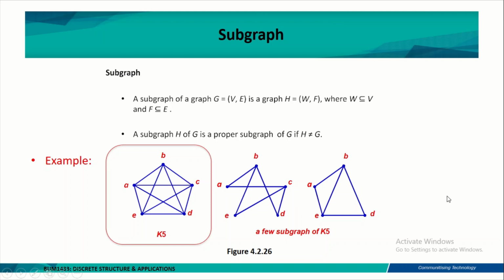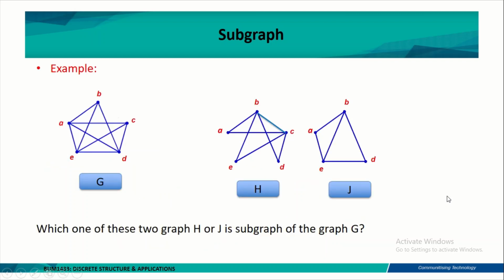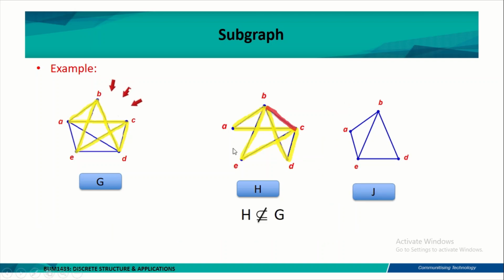So here is a subgraph of K5. Let's see another example. We have three graphs here, G, H and J. So the question is, which one of these two graphs, H or J, is a subgraph of the graph G? So we need to find out which one of the two graphs, H or J, is a subgraph of the graph G.